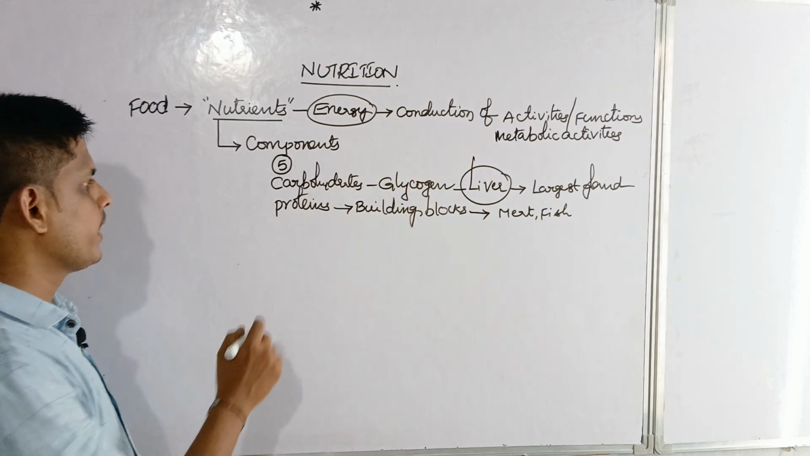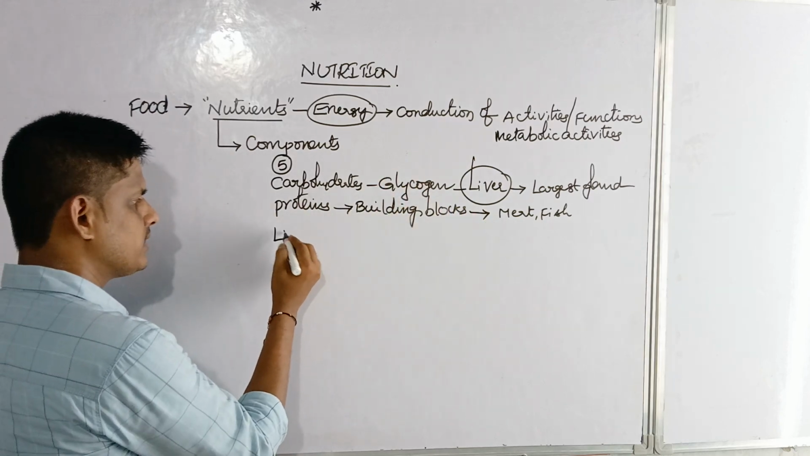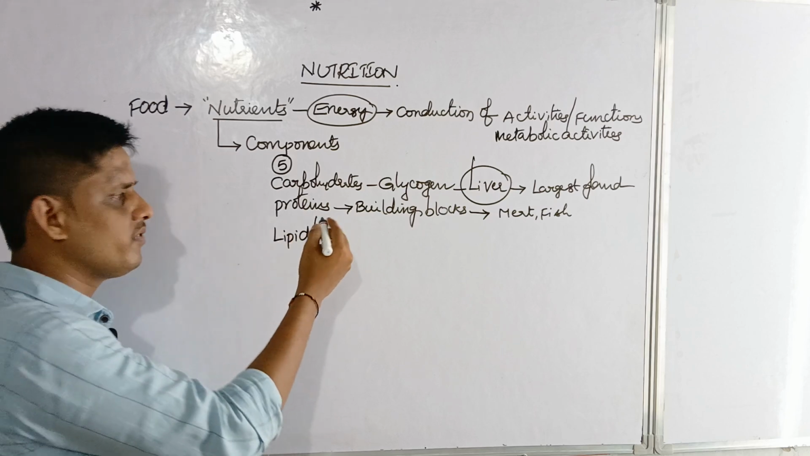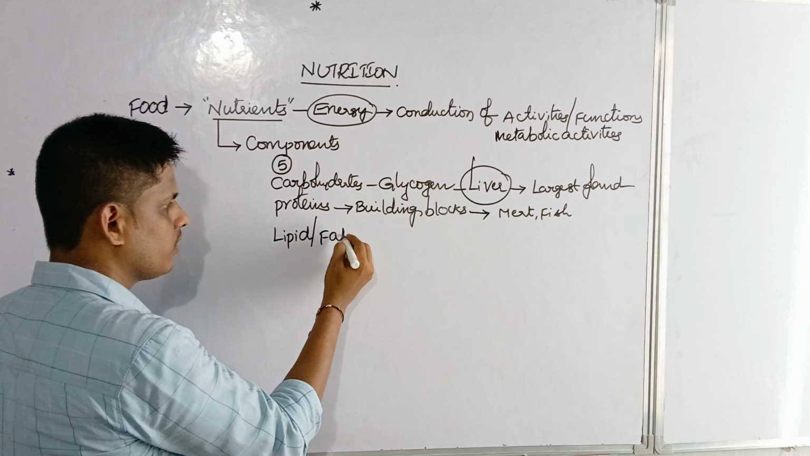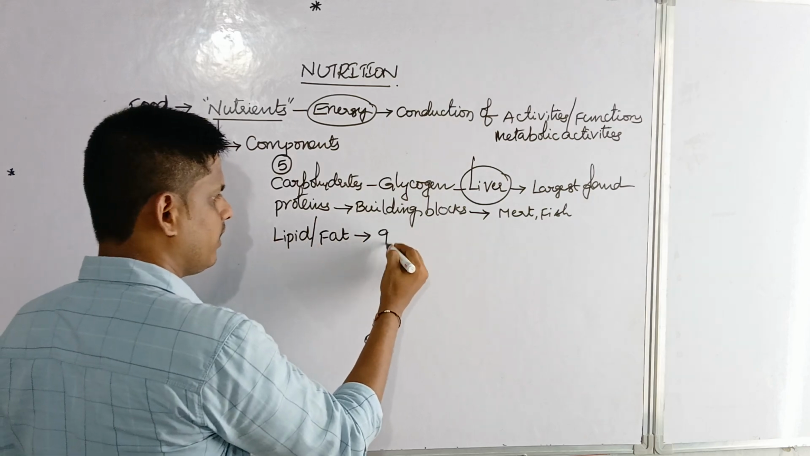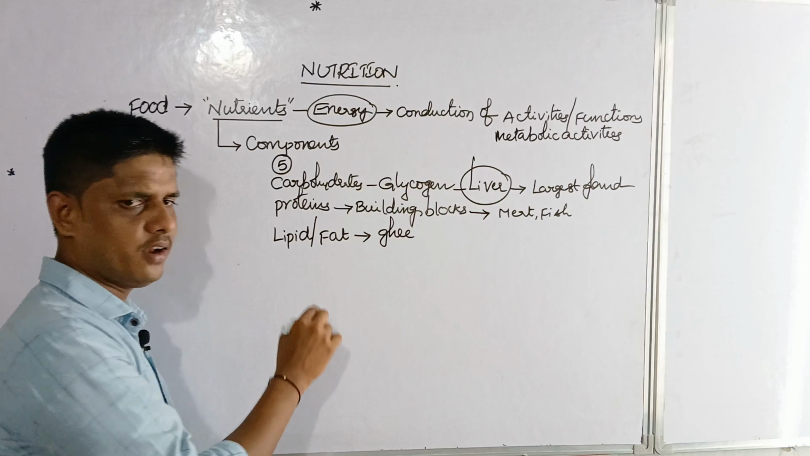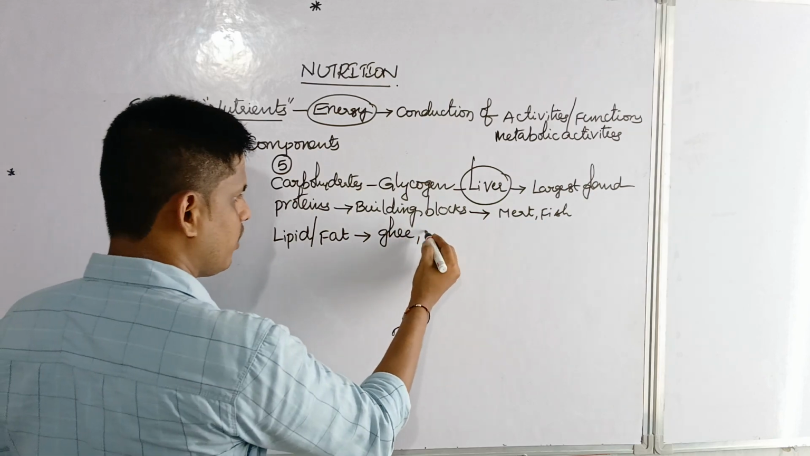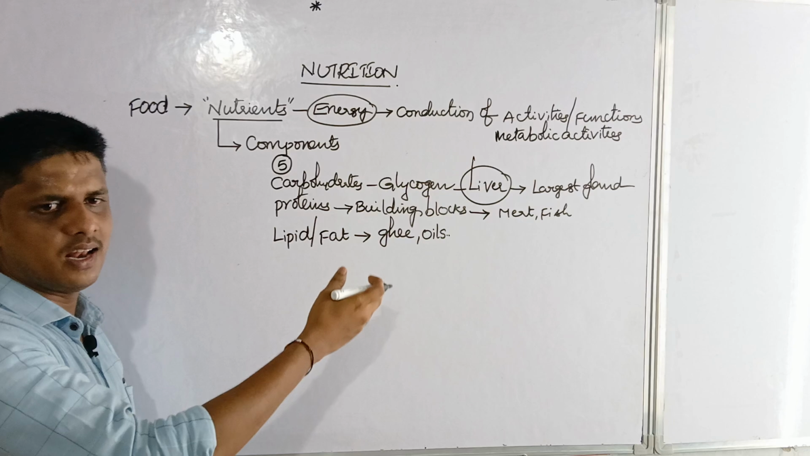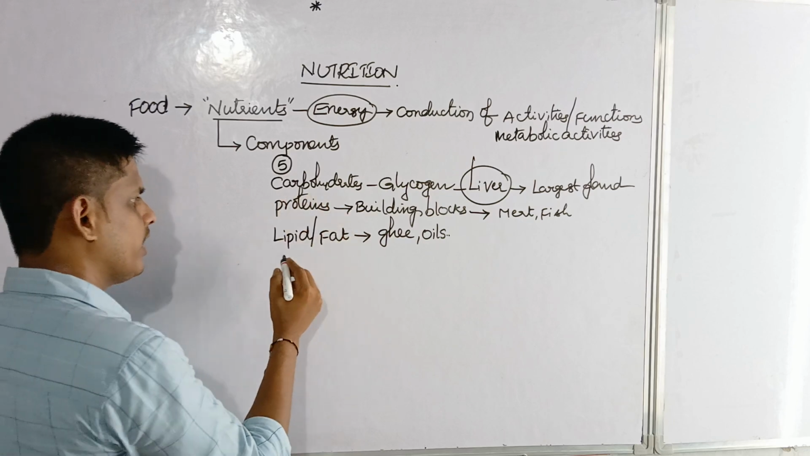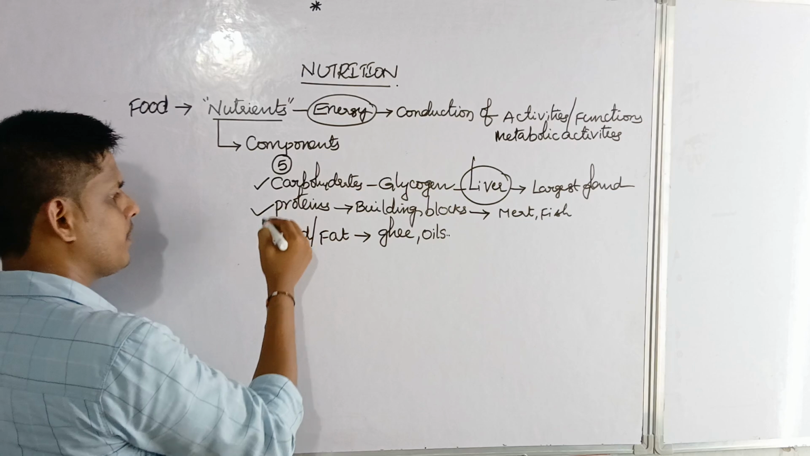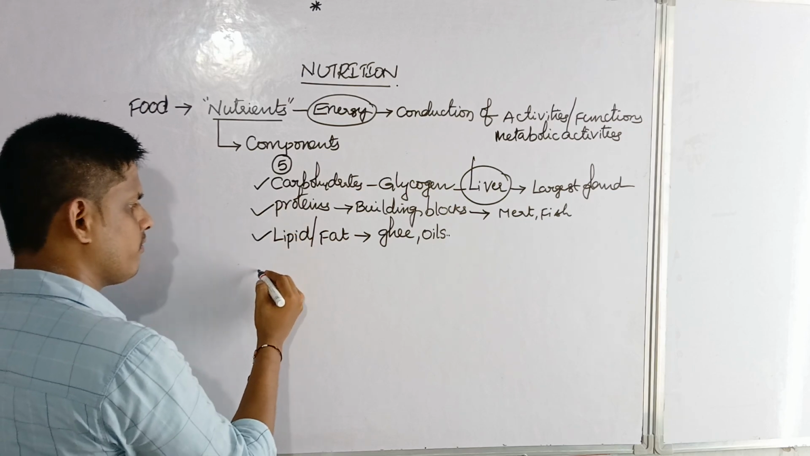The third one is lipids. Another name for lipid is fat. This fat can be seen in the ghee that you eat every day, and in the oils that we use for cooking in our daily life at home, right? These are the three nutrients: carbohydrates, proteins, and lipids or fats.